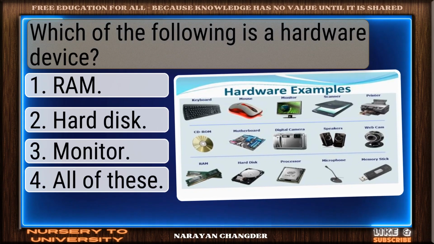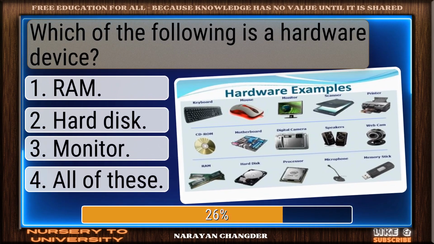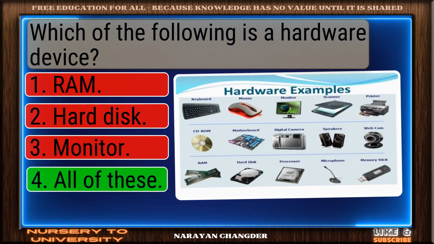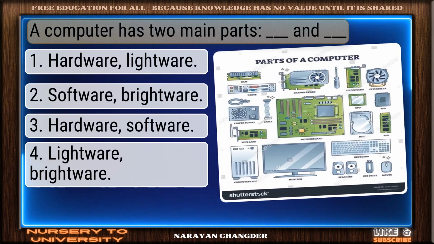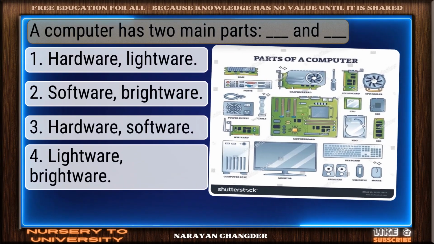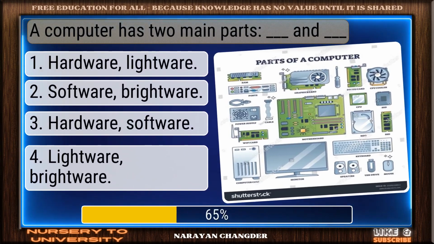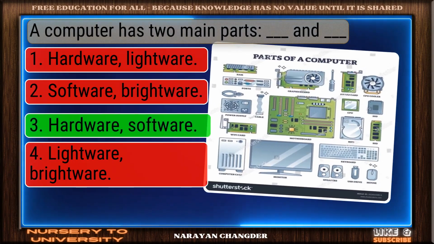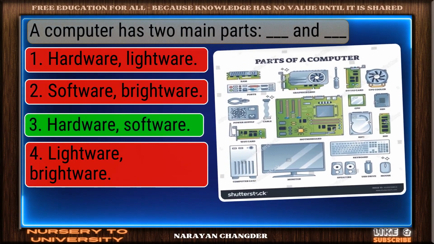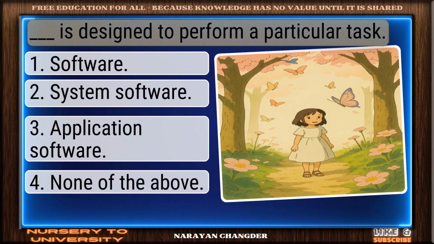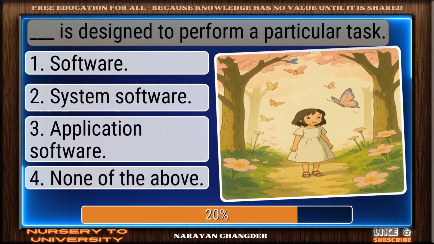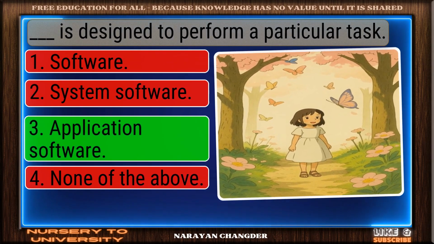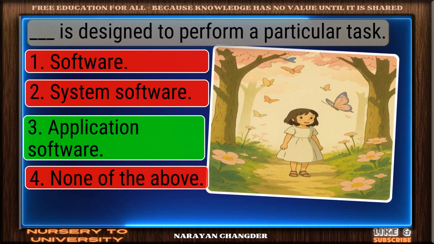Which of the following is a hardware device? Solid response. All of these is a valid choice. A computer has two main parts, dash and dash. You chose hardware, software, and it is correct. Dash is designed to perform a particular task. Well picked. Application software is the correct answer.